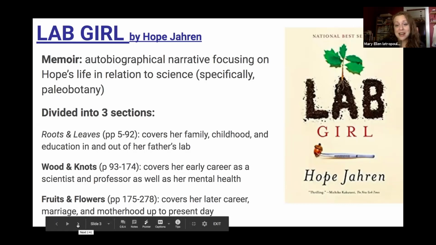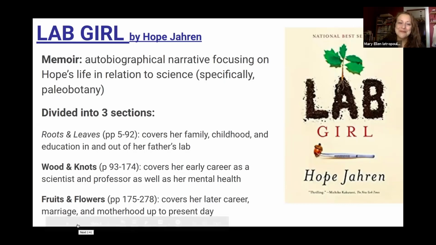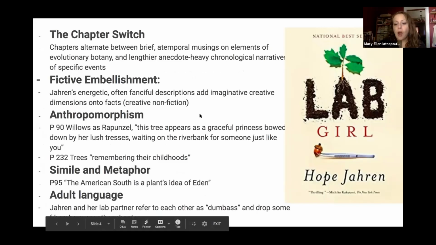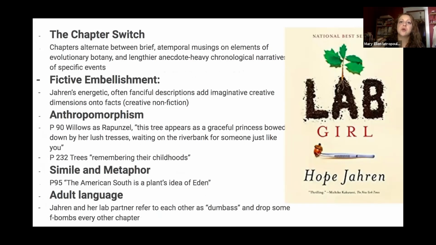So there's maybe an element of fantasy in this book as well. Hope Jahren talks a lot about data, and she uses a lot of different literary elements to try to bring the data's story to life.